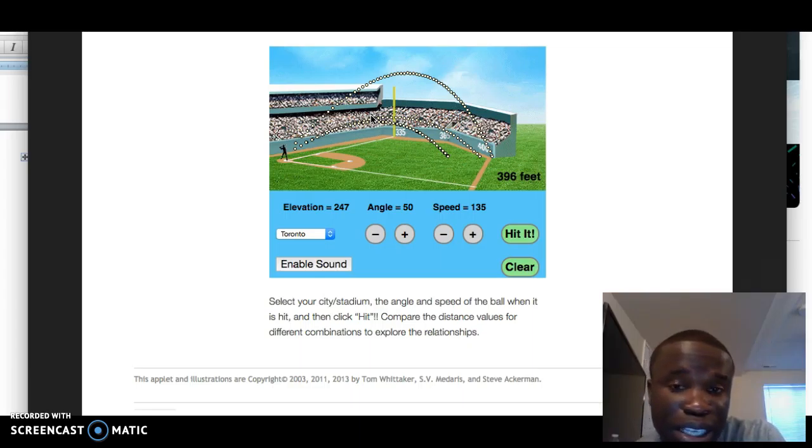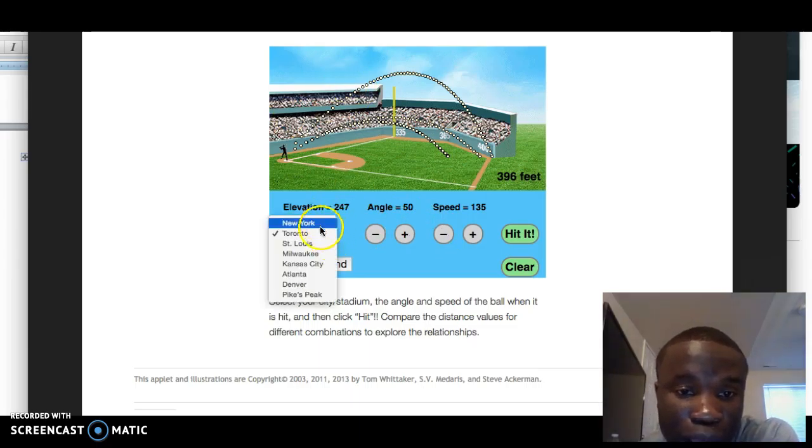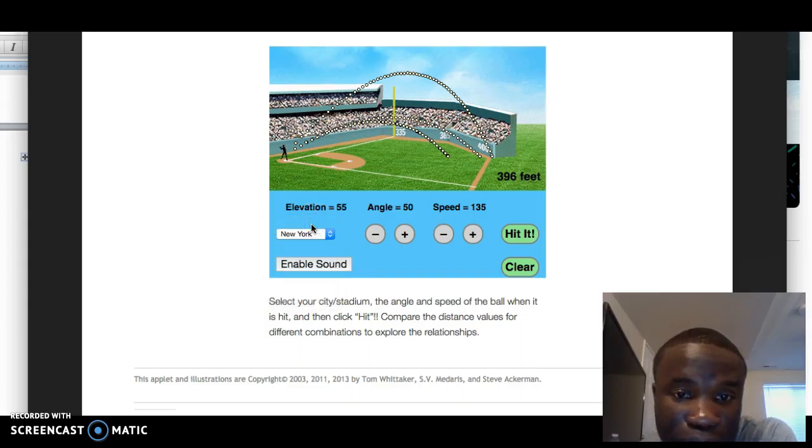So if you live in a city that is at a very high elevation, for example if you're a runner, you have to adjust. This would be a real life example. If I run track and I live in a place like New York, which has an elevation of 55, and I'm running in Denver, which has an elevation of 5,183, that's a huge change.